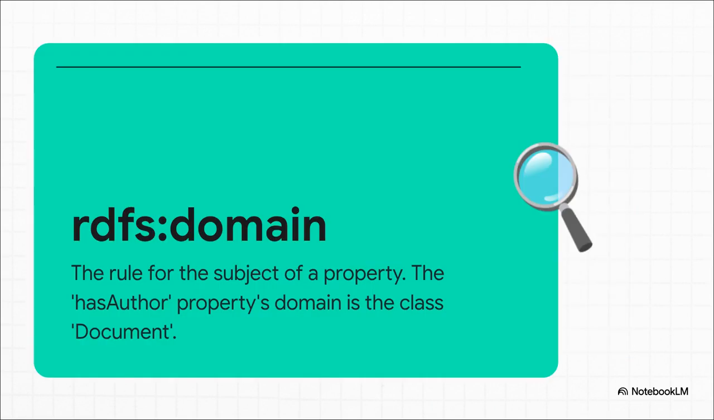So how does this work in practice? It uses two really simple rules. The first is called RDFS domain. The domain basically says what kind of thing can be the subject of a property. So for our hasAuthor property, we'd say its domain is the class document. The rule is only a document can have an author.